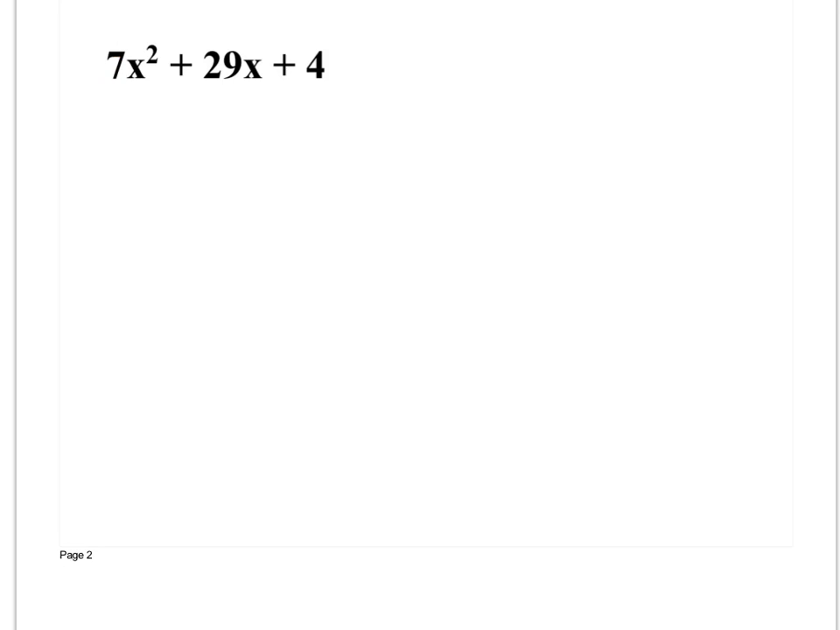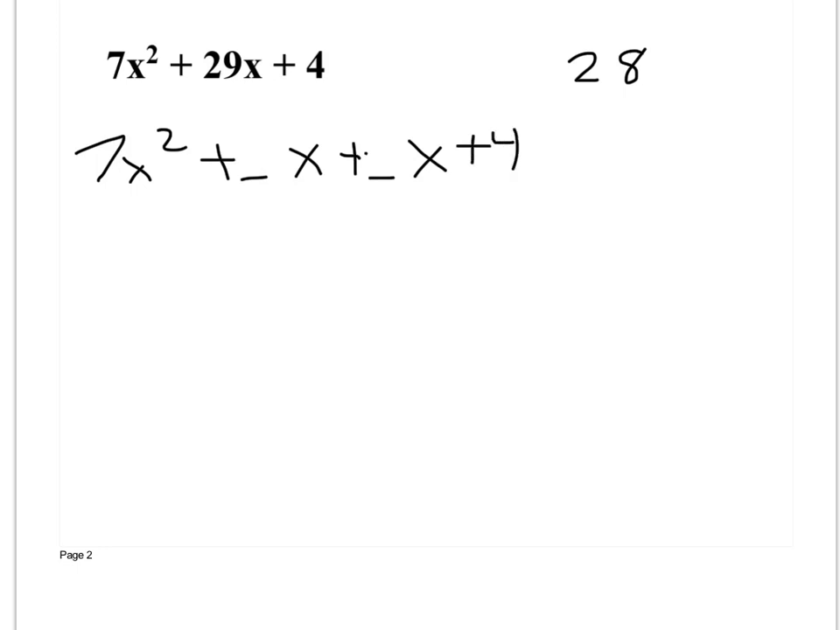So we have to figure out what two numbers would add to give you 29 and multiply to give you 28, because that's what 7 times 4 is. So I'm going to break this up into x here plus something in front of x here plus 4. What would add to give me 29 and multiply to give me 28? You guys know? 1 and 28, right? So I would go 1 here and 28 here.